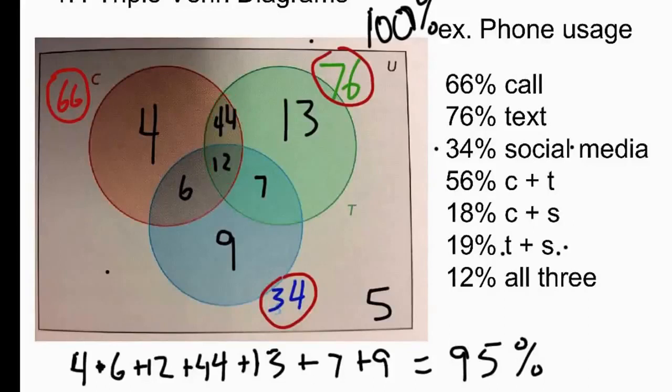Actually, that's not going to work either. Let me back this up one more time. So 66 plus 76 plus 34. Then what we're going to do is subtract the 56. So that'll be both of those together. Subtract the 18 and subtract the 19.